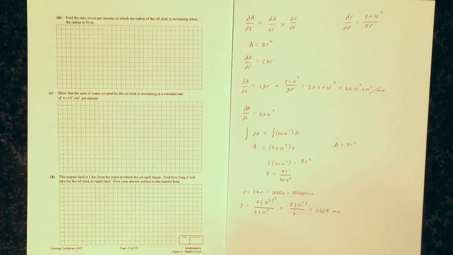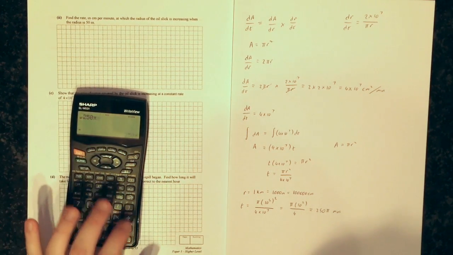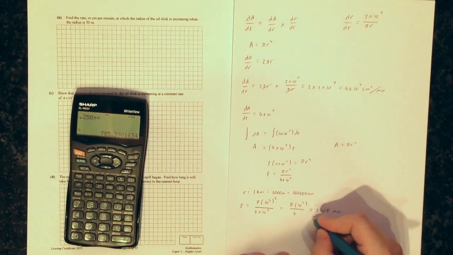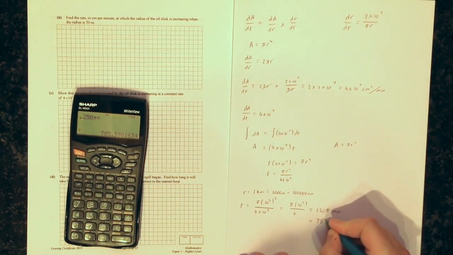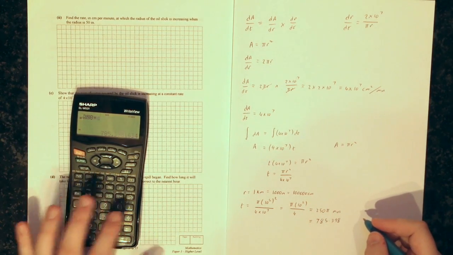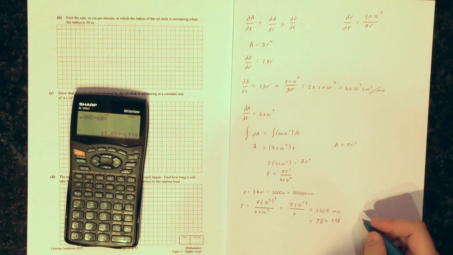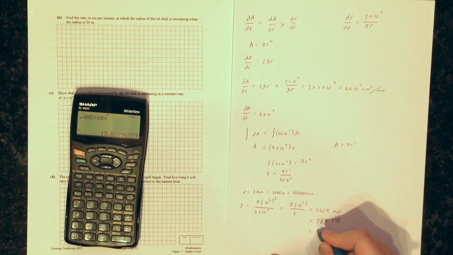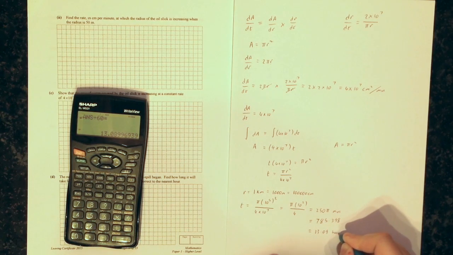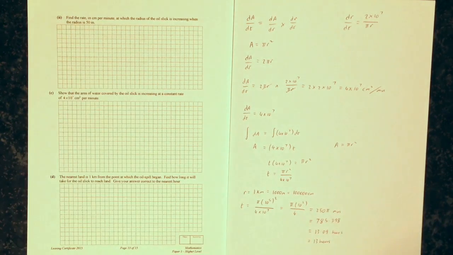Now they want the time to the nearest hour. So we have 250π, which is equal to 785.398 minutes. We can then divide that by 60 to get 13.09 hours, which we round to 13 hours. So the oil slick will reach land after 13 hours.